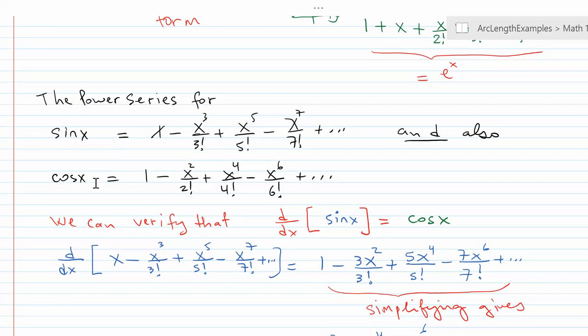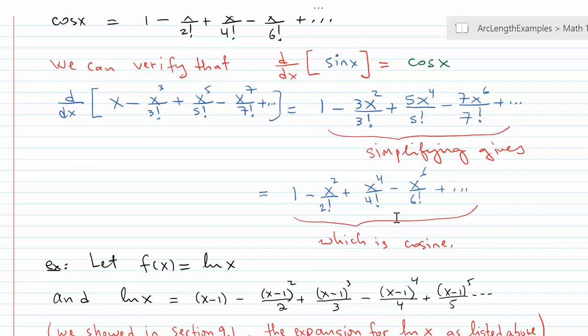Something interesting about sine and cosine: sine has odd powers, and cosine has even powers. These are attributes that these Taylor polynomials have inherited from sine and cosine. If you remember back in trigonometry, sine is considered to be an odd function because the way you graph it is a reflection about the origin. And cosine is an even function because if you graph cosine, it's a reflection about the y-axis. So those attributes are inherited in the infinite polynomial, which is kind of cool. So this is what sine x looks like in disguise as a polynomial, and this is what cosine x looks like as a polynomial.